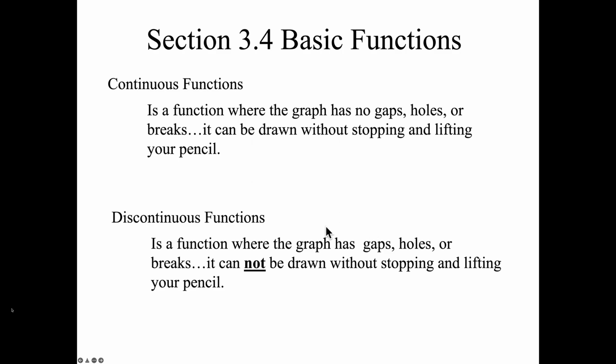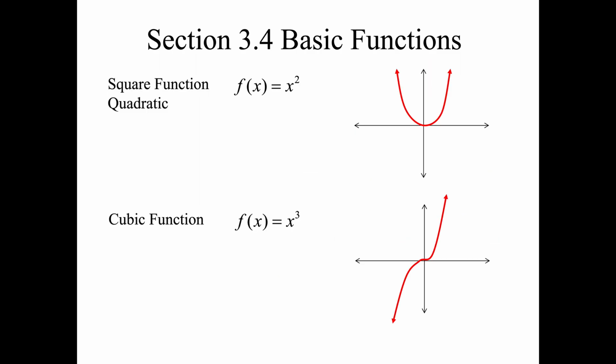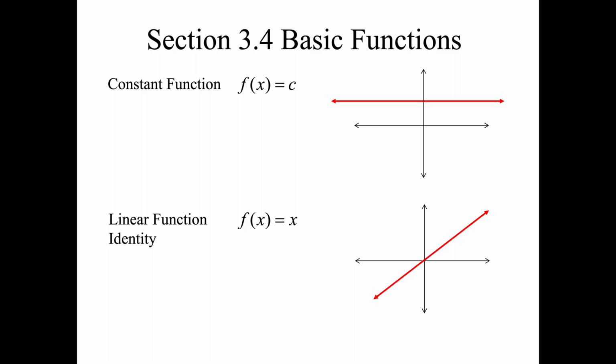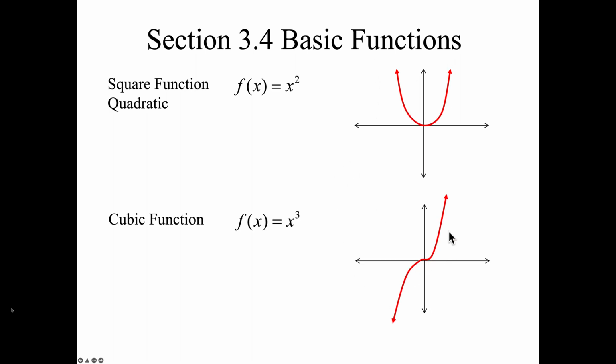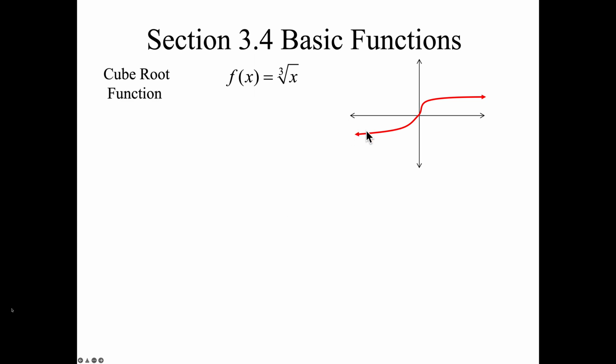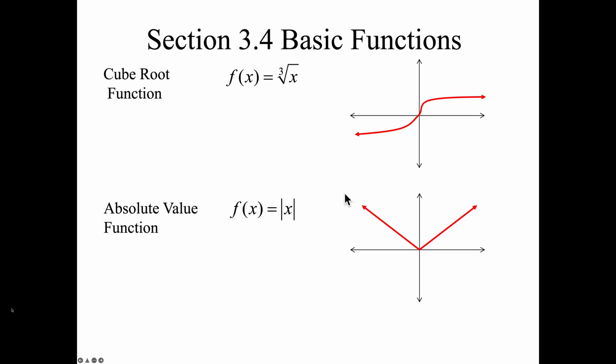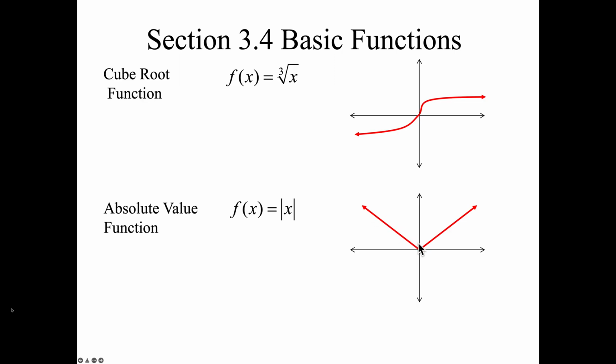So if we go backwards to my functions here, back to the beginning, I can trace it, continuous. Continuous. Continuous. Continuous. Continuous. Oh, continuous. I can trace it. I am going to stop, but I didn't pick up my pencil. I just redirected from there. And there's the rest of my graph.